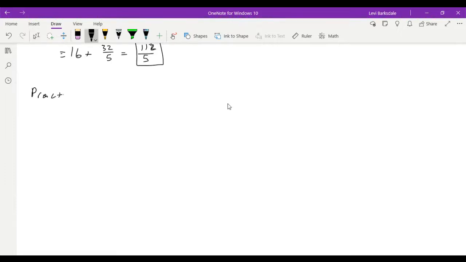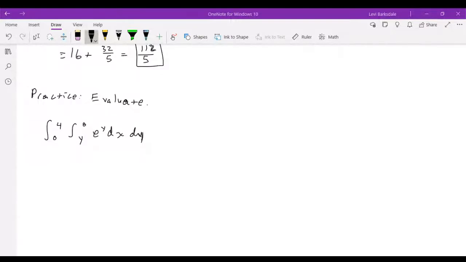One quick practice problem. Go ahead and evaluate the following double integral: the integral from 0 to 4, y to 0, e to the y, dx dy. I'll give you a minute or two to work on that.